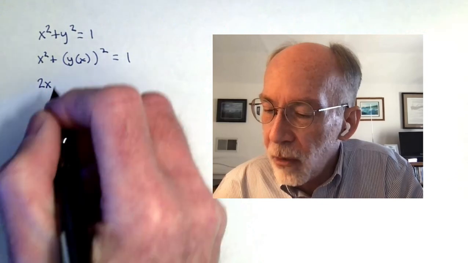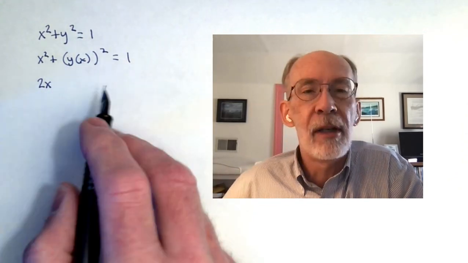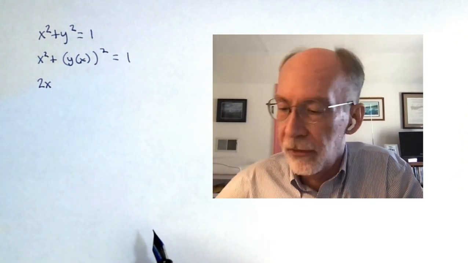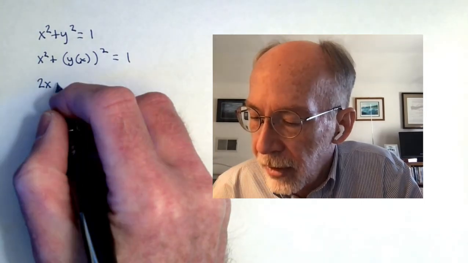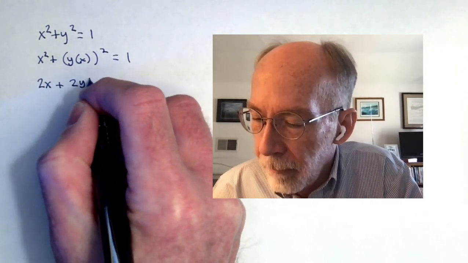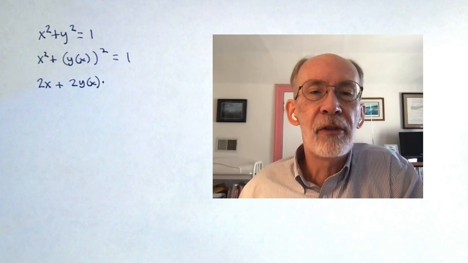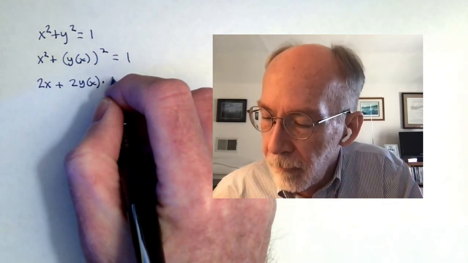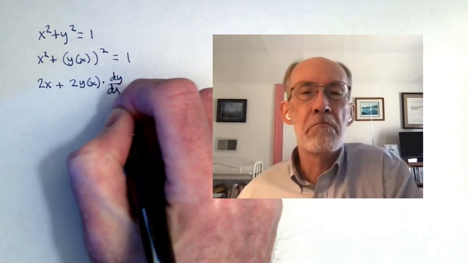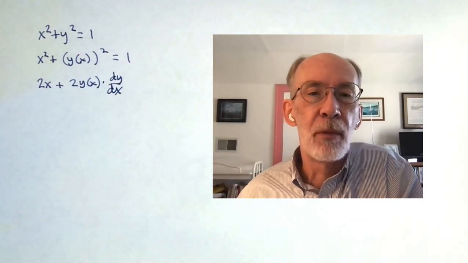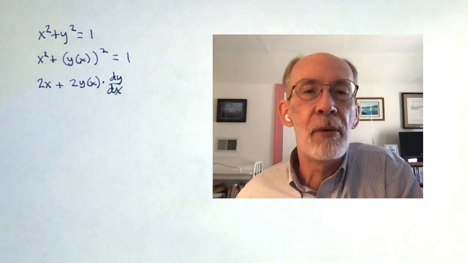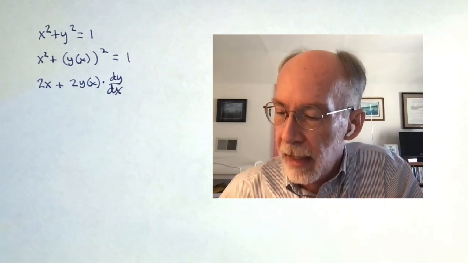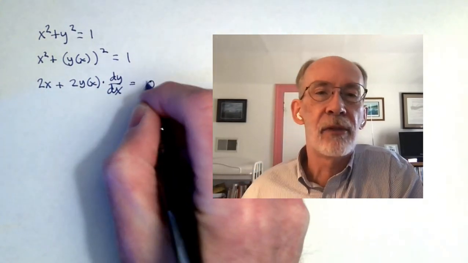If I differentiate y of x squared, this is a composition in which the outer function is the square. So this is going to be 2 times y of x. But then y of x is itself a function, and so we have some chain rule. I don't know yet what the derivative of y with respect to x is, so I'll just call it dy/dx. And then, of course, the derivative of a constant is 0.